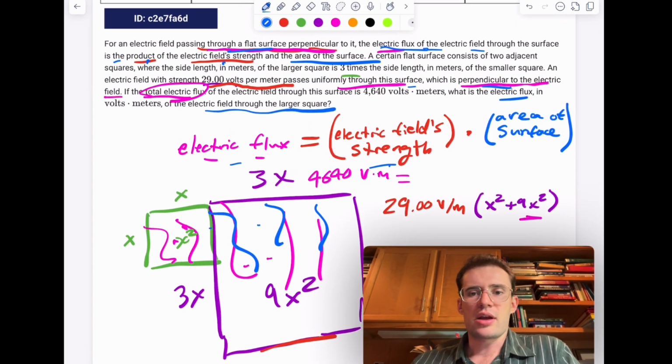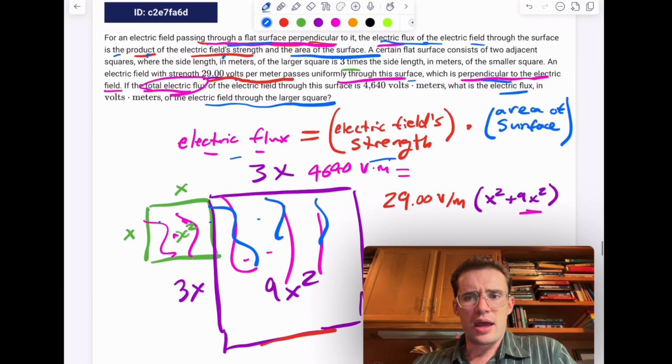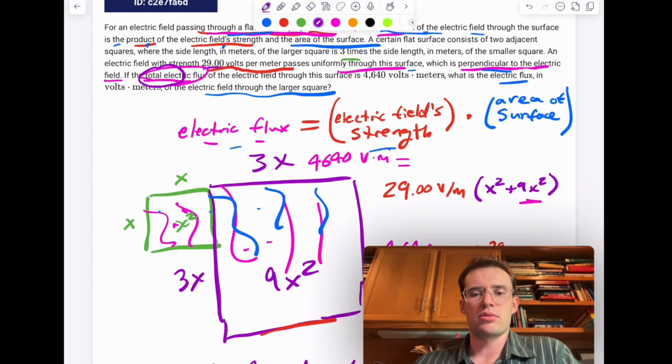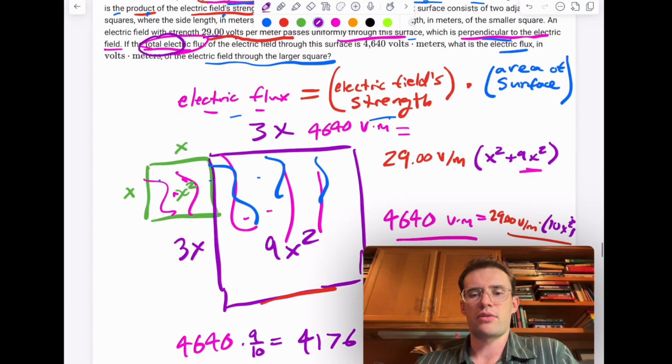So this area is 3 times this, or this part of the square has a side length that's 3 times the smaller one. So just draw it out like that. And then I think the key word here is that the total electric flux is what they gave you. So the total is this number, 4640.